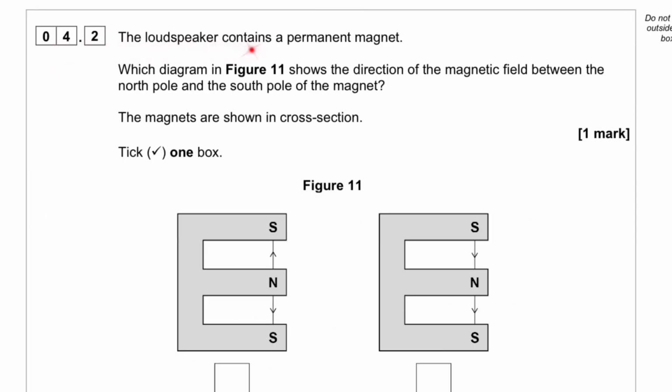Question 4.2. The loudspeaker contains a permanent magnet. Which diagram in figure 11 shows the direction of the magnetic field between the north pole and the south pole of the magnet? The magnets are shown in cross section.